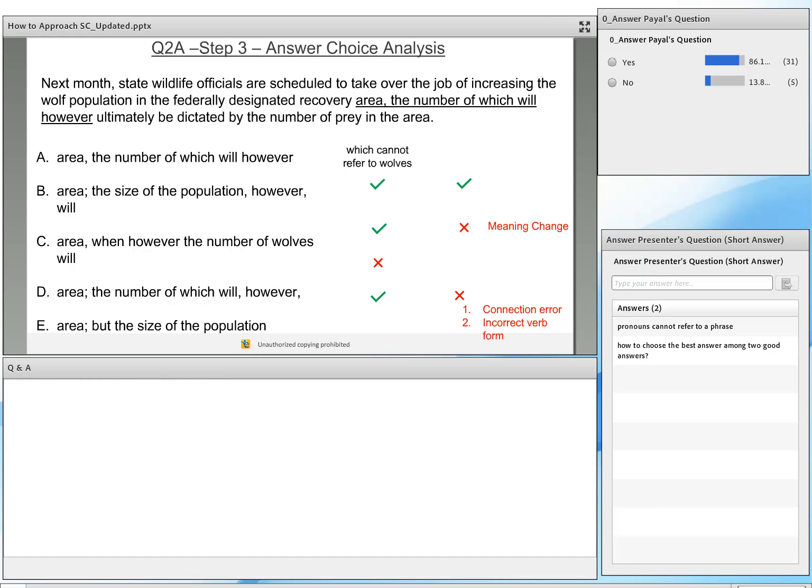Now in option C, why should when talk about timing only? Because that's the purpose of when. What does when mean? When is linked to timing. That's why when talks about timing.